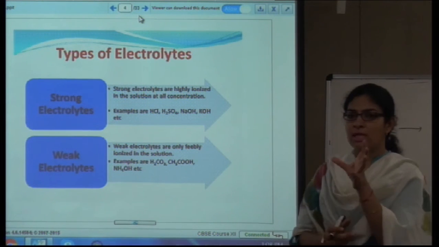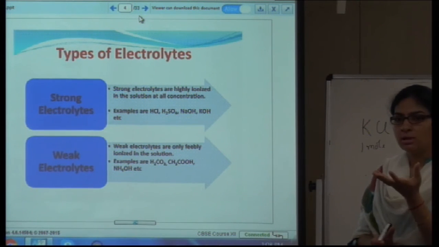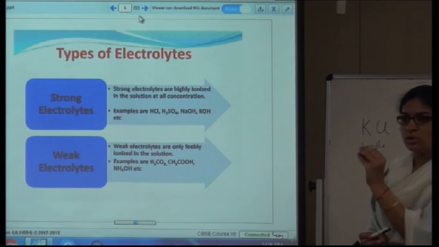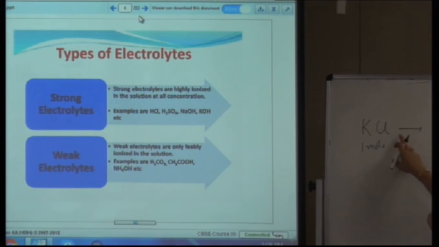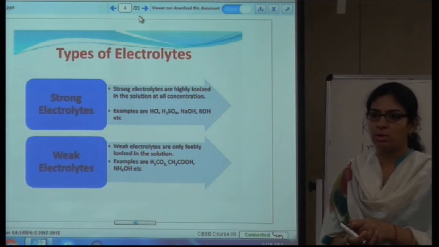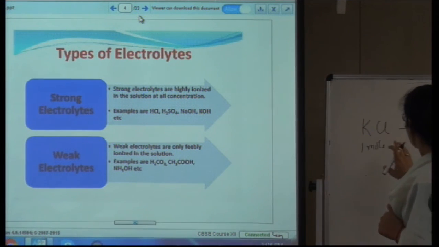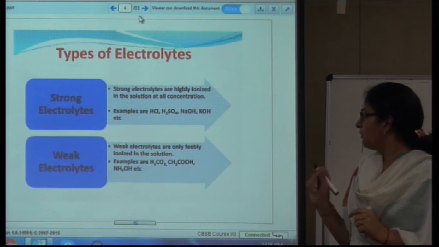Moreover, one more difference: if you come across any such substance and you have to write the dissociation for strong electrolytes, see, I just put a single headed arrow here. This in itself indicates that KCl is a strong electrolyte. Why? Because this reverse reaction is not possible unless we supply some energy. Reverse reaction of course can be performed, but then this forward reaction is what? Spontaneous, right?